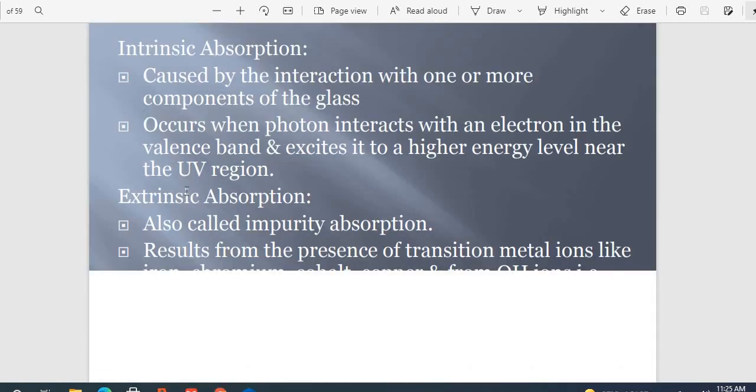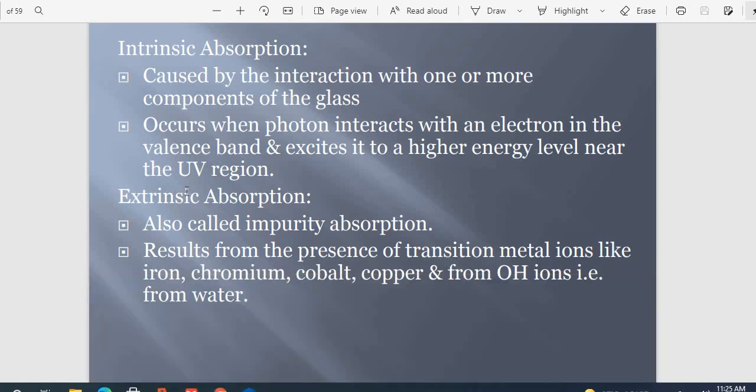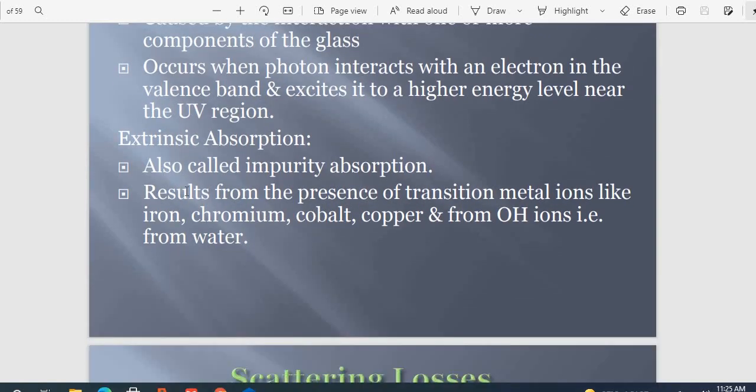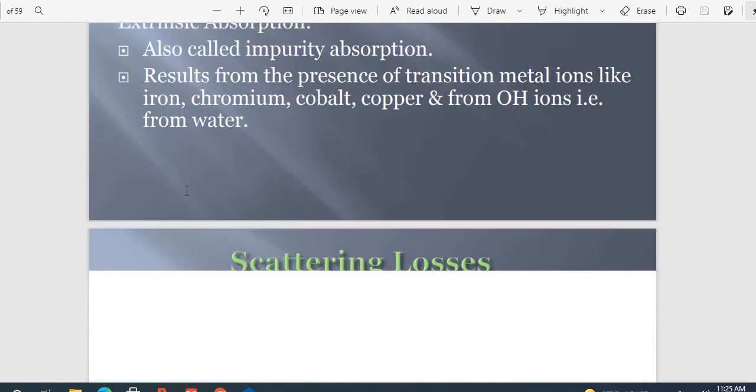What is extrinsic? Extrinsic is due to impurities, because of the adding of chromium, iron, cobalt, copper. Because of all these kinds of ions, if you get any kind of impurities, and if you add them in that glass, and you get that particular absorption loss, that is called extrinsic. Intrinsic occurs when photons interact with electrons in the valence band, and excitation to a higher energy level near the UV range. So it is used for ultraviolet. This is for infrared.